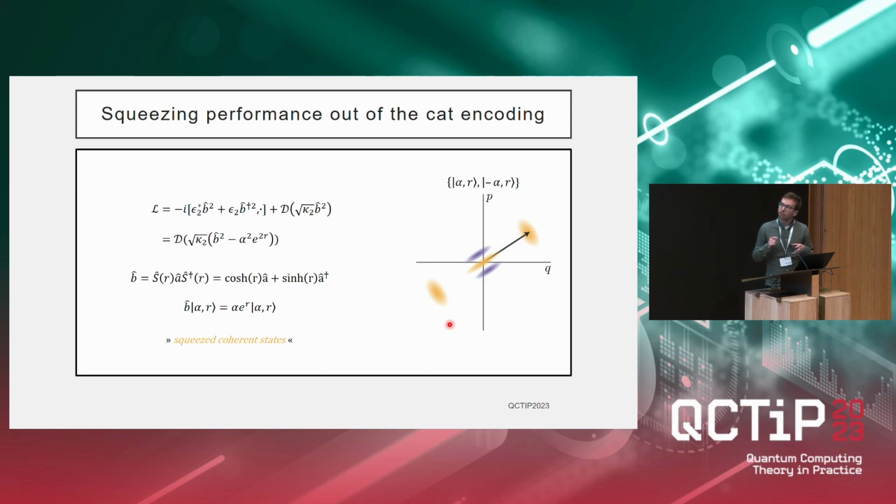But instead of stabilizing coherent states as before, what we're going to stabilize now are squeezed coherent states. So similar to this GKP qubit, our code space manifold is now made up of squeezed coherent states, which have equal but opposite amplitude in terms of phase, but they have the same squeezing. And this brings us to the squeeze cat qubit.